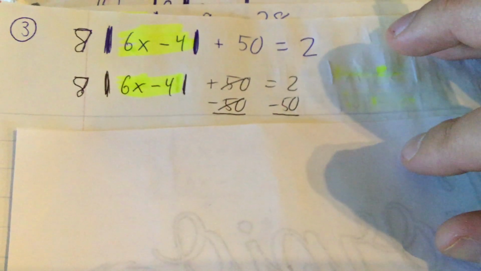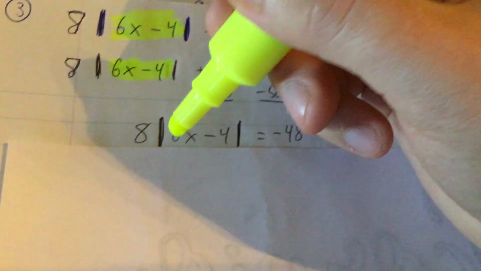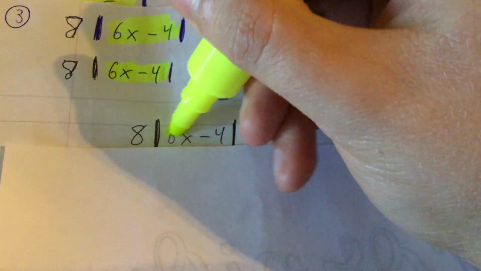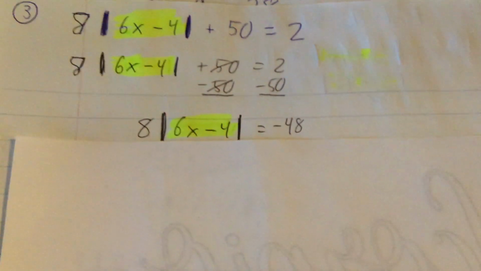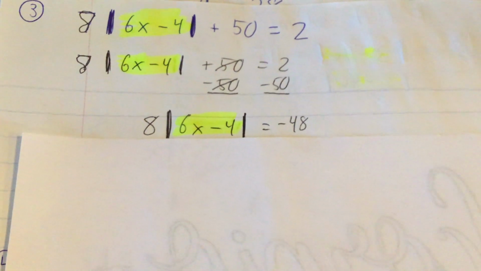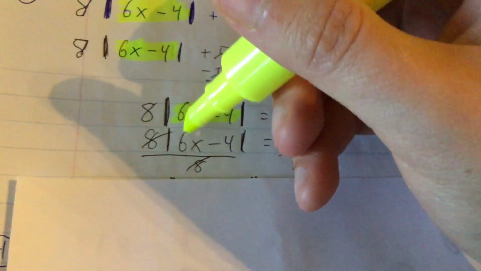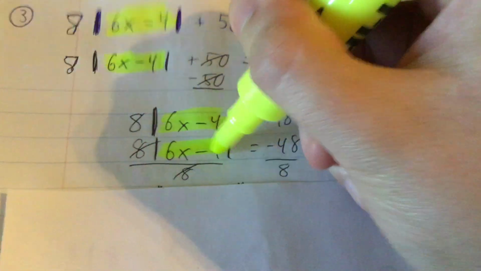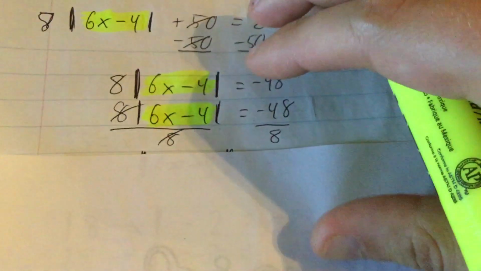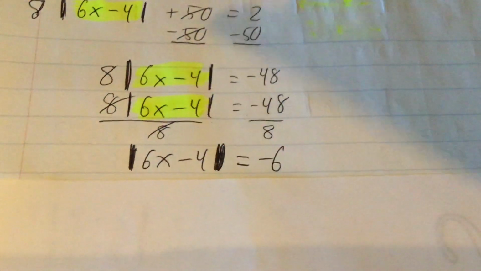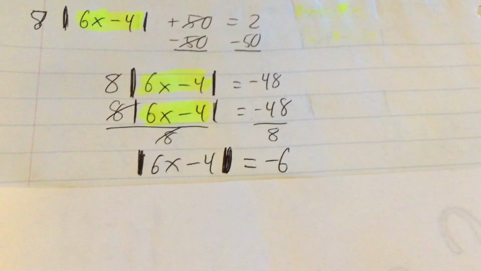Now that I've subtracted 50 from both sides, I get 8 times the absolute value of 6x minus 4 is equal to negative 48. Or I can look at this like 8 yellow is equal to negative 48. Now, I'm going to divide both sides of the equation by 8 in hopes that yellow gets isolated. And the bars do get isolated. So now I've got the absolute value of 6x minus 4 is equal to negative 6.